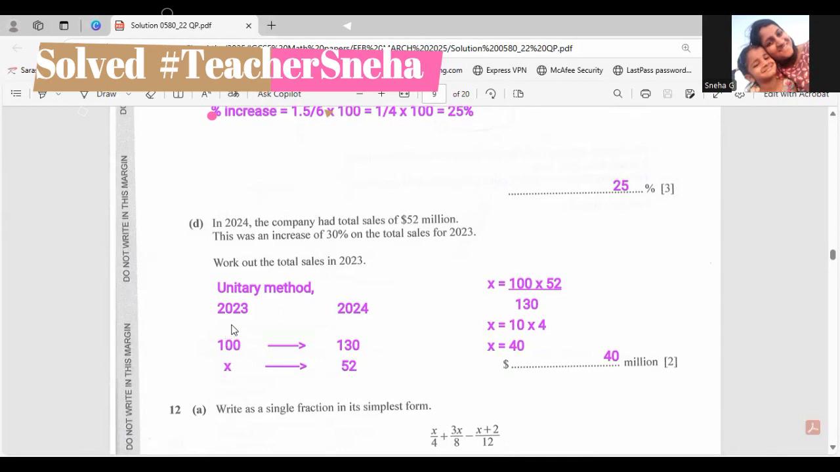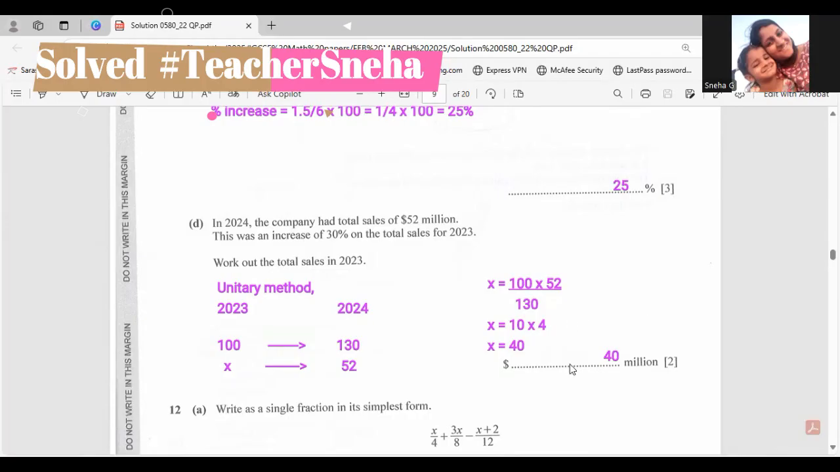So if we compare the sales in 2023 and 2024, it says that in 2024, the sales had increased by 30%. So if we assume that in 2023, the starting sales were 100, a 30% increase means 130. But instead of 130, the number of sales in 2024 is 52. So what number did we start with in 2023? That becomes X. On cross multiplying, what we get here is 100 multiplied by 52 divided by 130. On simplifying, we cut the zeros, and then 13 divides 52. You get the number 4. So 10 multiplied by 4, the answer is 40 million.